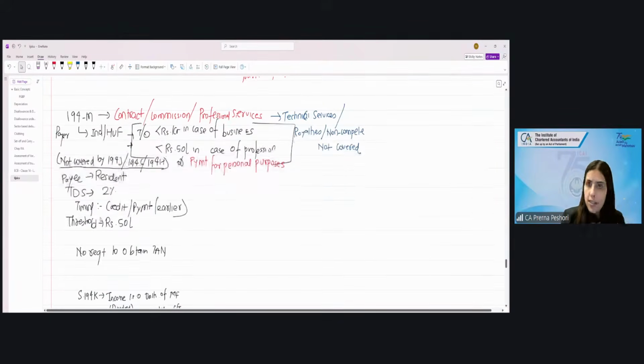And if the payee is a resident, then the TDS will be 2%. Timing will be at the time of credit or payment, whichever is earlier. Threshold is 50 lakh rupees. And in this case, the payer need not obtain the TAN. So unlike 194J, C or H, they have to obtain the TAN. Here, they need not obtain the TAN. Are we clear? Yes or no? Yes, ma'am. Yes. Okay.